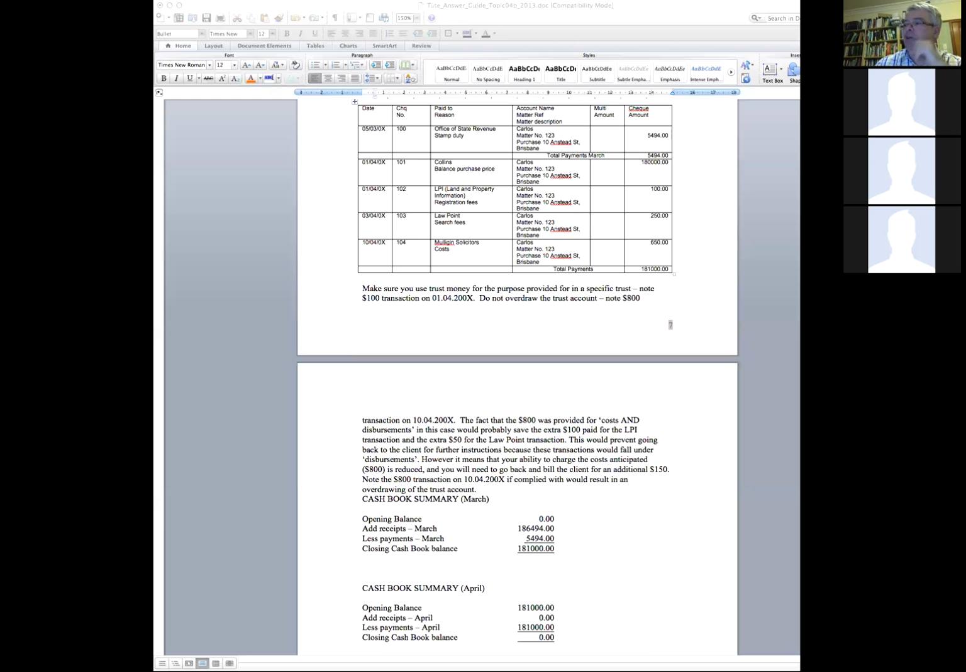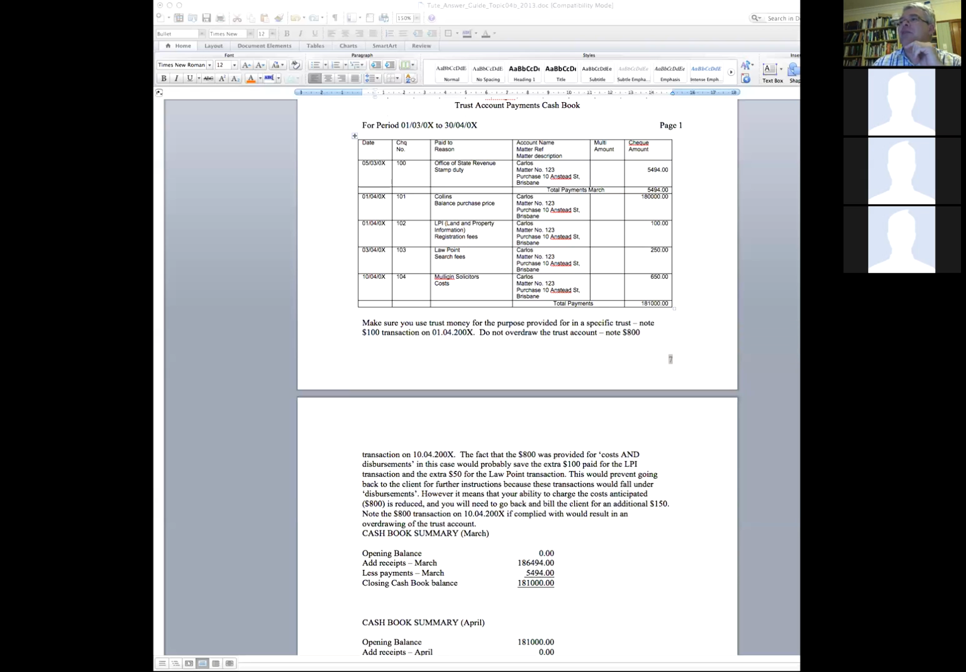So there was an extra $100 paid for a transaction, an extra $50 for a LawPoint transaction. So there were a couple of transactions there which were more expensive than were anticipated by the client when they paid the original amount into the trust account for specific trusts. Those extra amounts were essentially paid out of this $800 that was originally provided for costs and disbursements. They were classified as an additional disbursement. So you had money in the trust account to cover those contingencies.